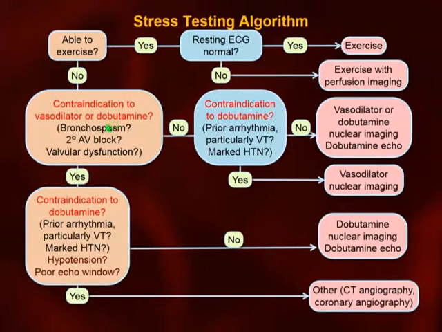But if they have a contraindication to a vasodilator, and particularly for your purposes, these would be patients with asthma or severe active COPD, they could not get a vasodilator like adenosine. If they have that contraindication, then you go down this route to dobutamine, and you look and see whether or not they have a contraindication to dobutamine, or if they have poor echo windows, and you decide what dobutamine study to get. If they have contraindications to all of those, then you're looking at another test entirely, like CT angiography or even cardiac cath.